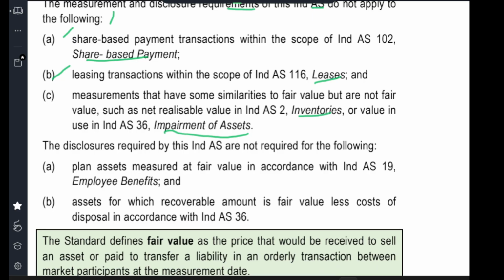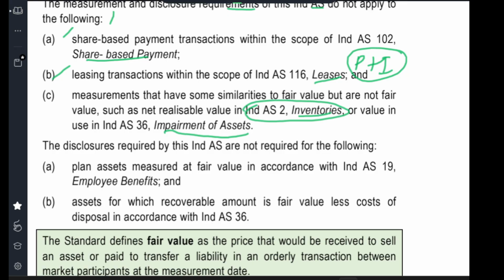As per Ind AS 116, lease measurement should be taken, principal and interest; fair value is not there. Some measurements are similar to fair value but are not fair value. Net realizable value under Ind AS 2: the inventory concept is cost or net realizable value, whichever is lesser. Sometimes the fair value may not completely apply there.